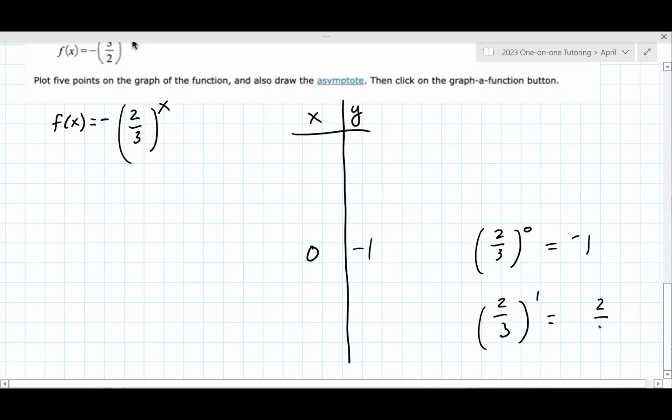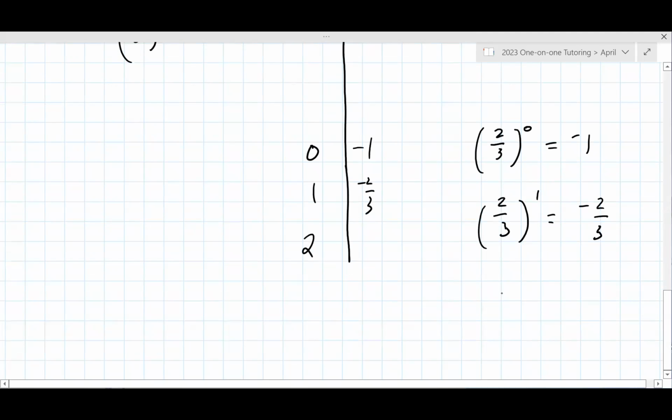Which is 2/3, but then it's negated. 2 means to raise it to the power of 2. 2 squared over 3 squared, that's 4/9, but then we negate it.